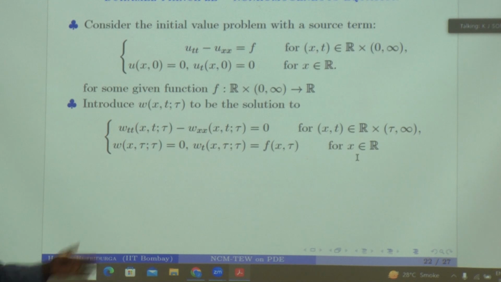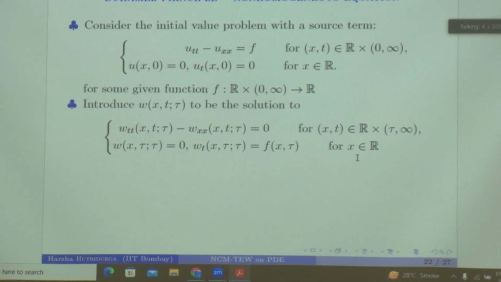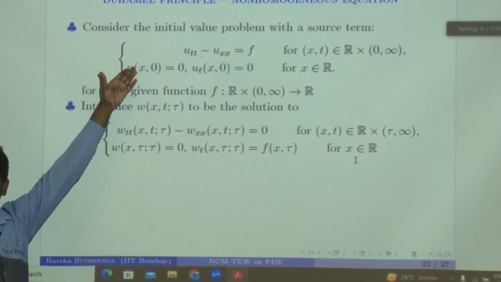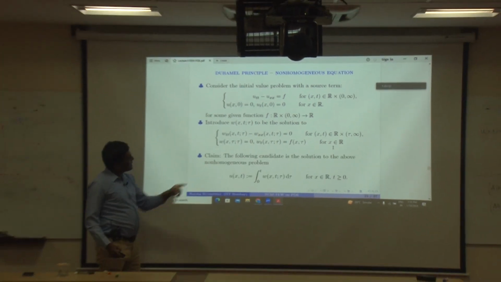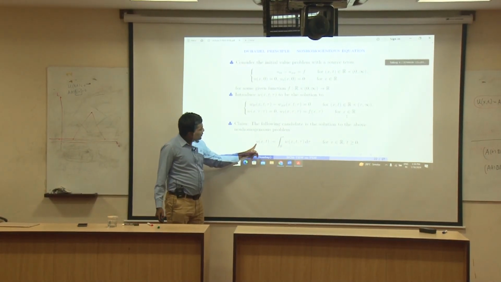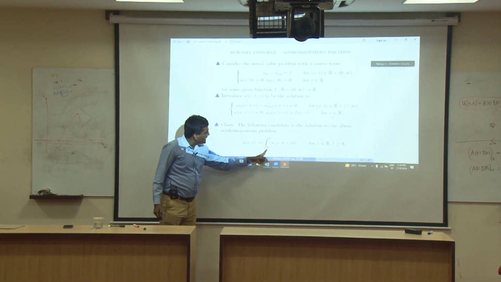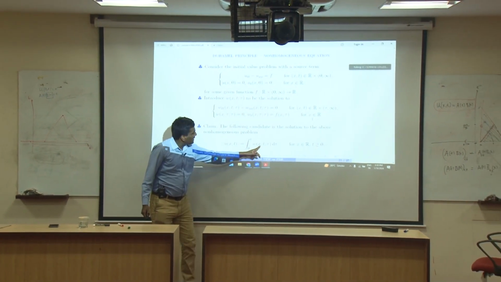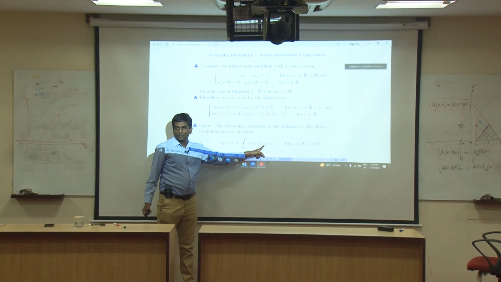Now, suppose I solve this for every tau, okay? For example, I take tau equal to 0.1, tau equal to 0.2 and keep doing that, and I get a bunch of w's which are parameterized by tau. How is that going to help in finding u is the question. What you do is, you define this function u to be the integral of w in the tau variable.